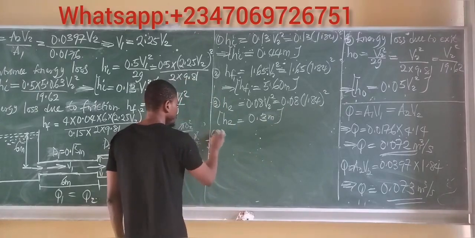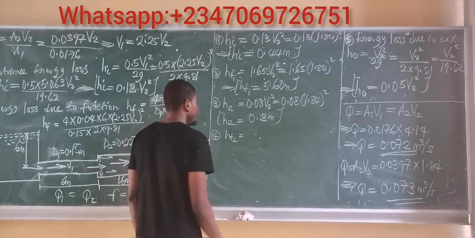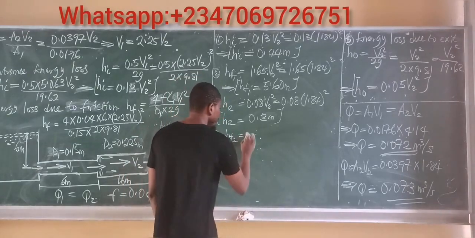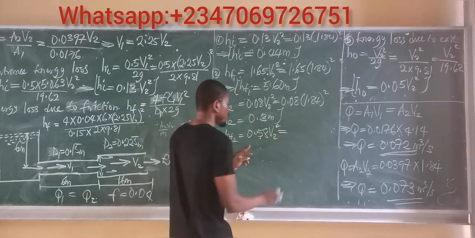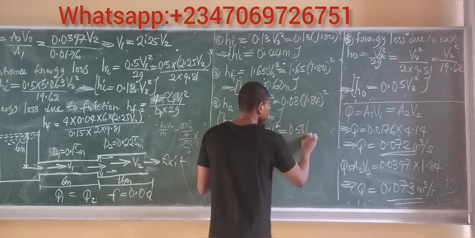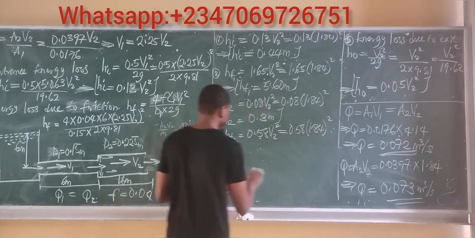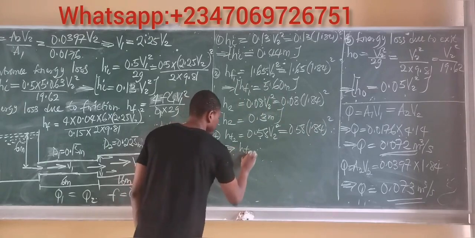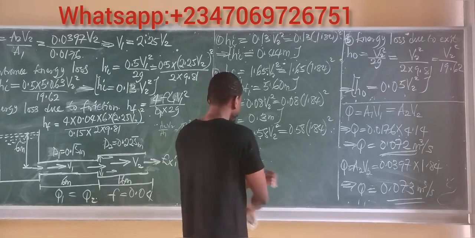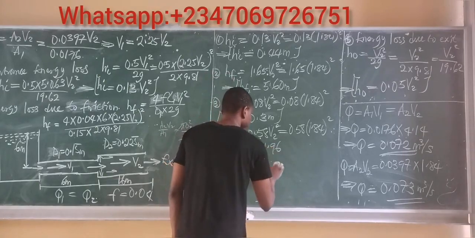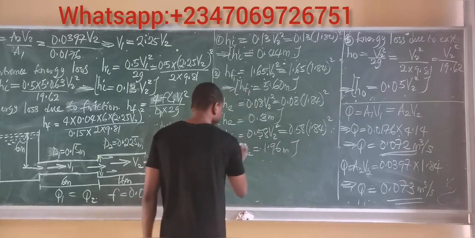The fourth energy loss we did was energy loss due to friction in the second pipe. That's HF2, and that is equal to 0.58 V2 all squared. So this is equal to 0.58, V2 is 1.84, all squared. So this implies that head loss due to friction at the second pipe is equal to, multiply all through, you have 1.96 in meters. So this is head loss due to friction at the second pipe.